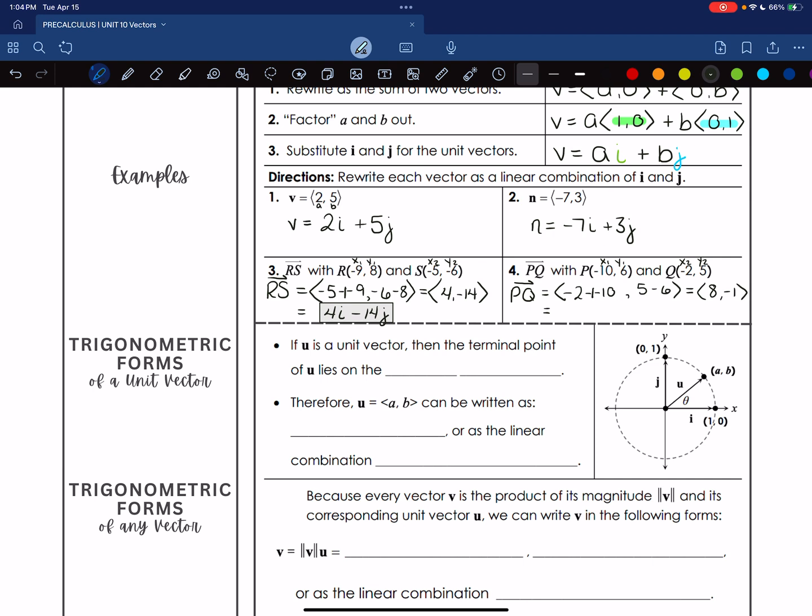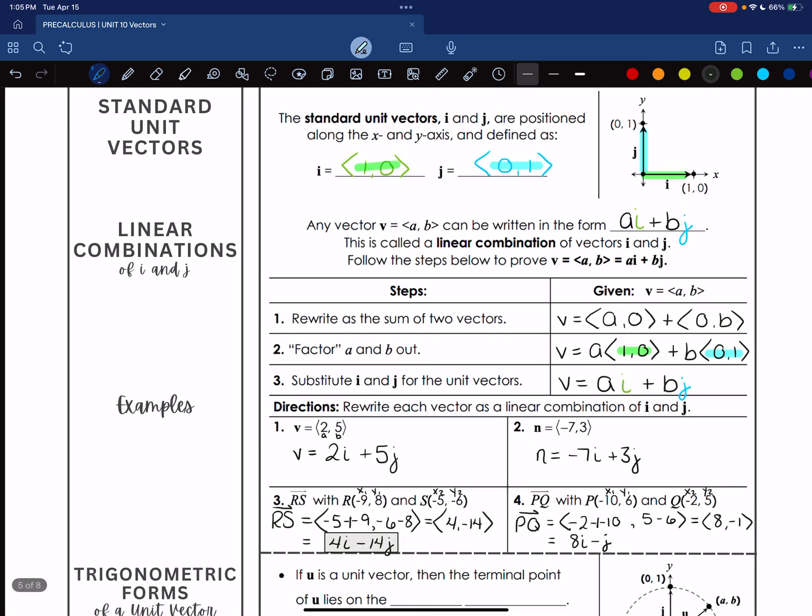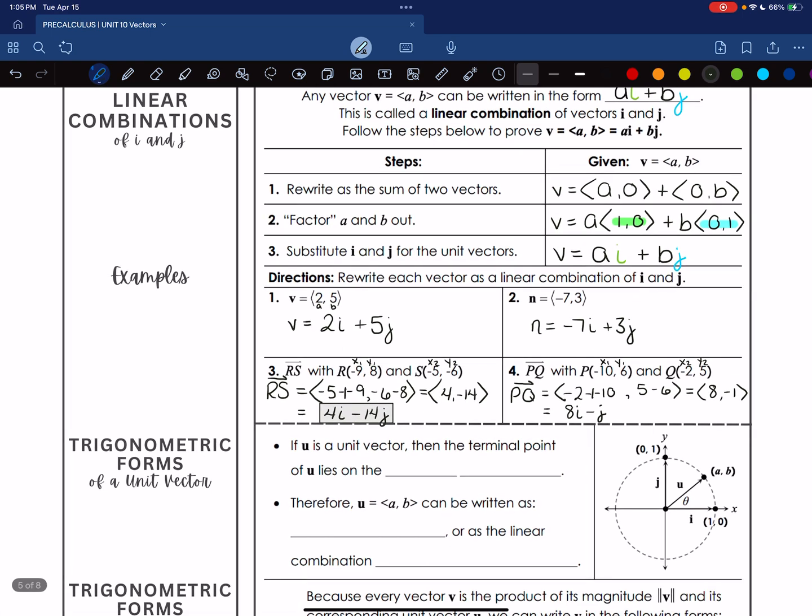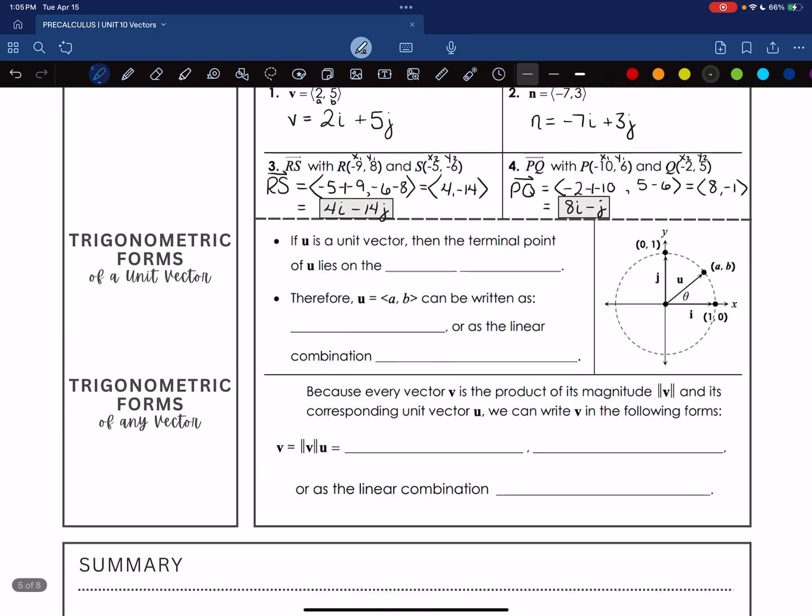And so when you take that and write it as a linear combination of i and j, it would be 8 times that standard unit vector i, and subtract from that 1j, which we can just write as minus the standard unit vector j. All right, so there you have it, ladies and gentlemen. That is writing linear combinations of i and j, those standard unit vectors.